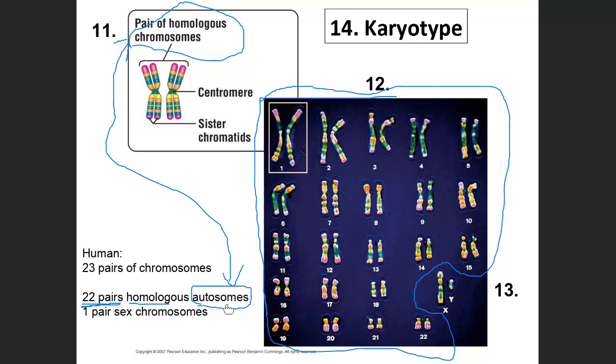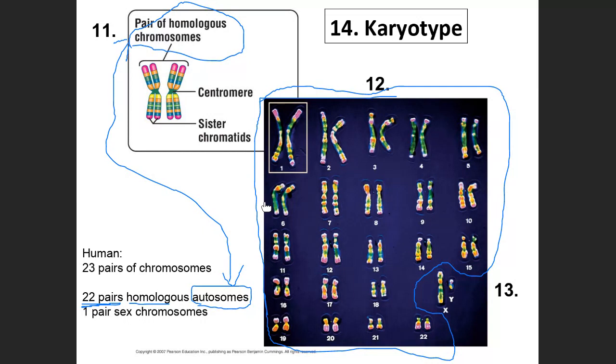Now, what does homologous mean? If I ask you to define homologous, maybe I will on the test. How do you define homologous? What does it mean? Because you hear it a lot in the sciences, especially biology. Look at the first 22 pairs. I like to say identical in terms of structure, similar in terms of genetic information. So I define homologous as identical or similar structures or objects.